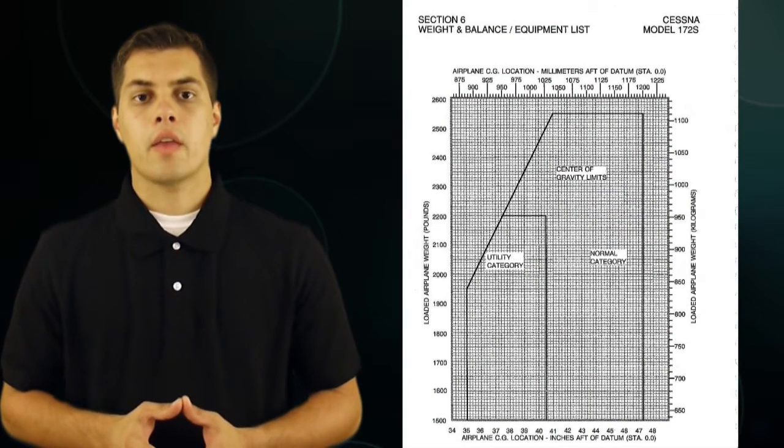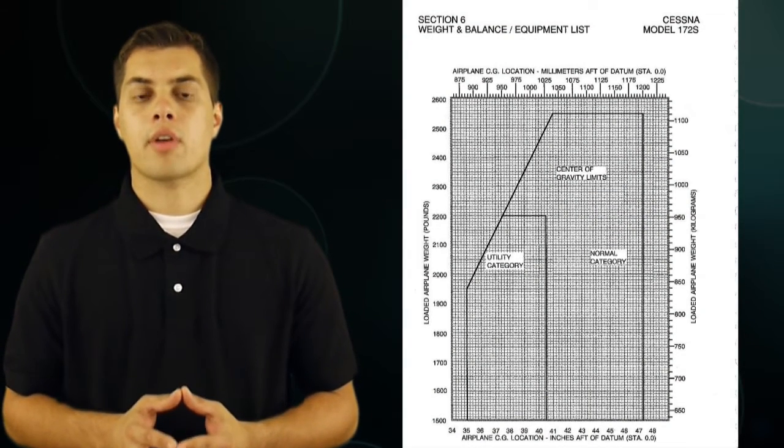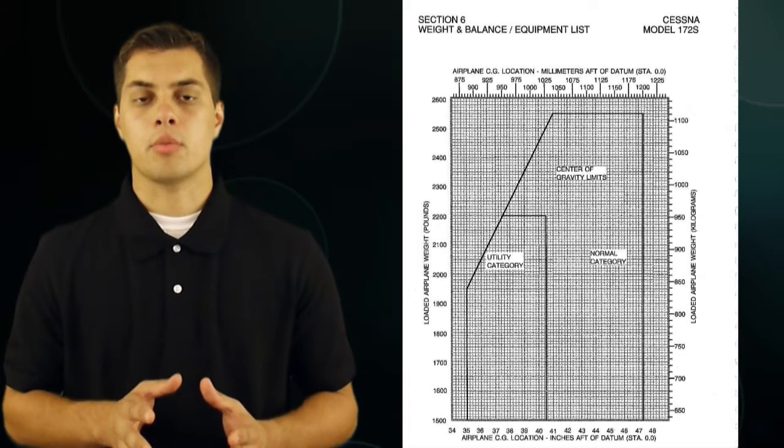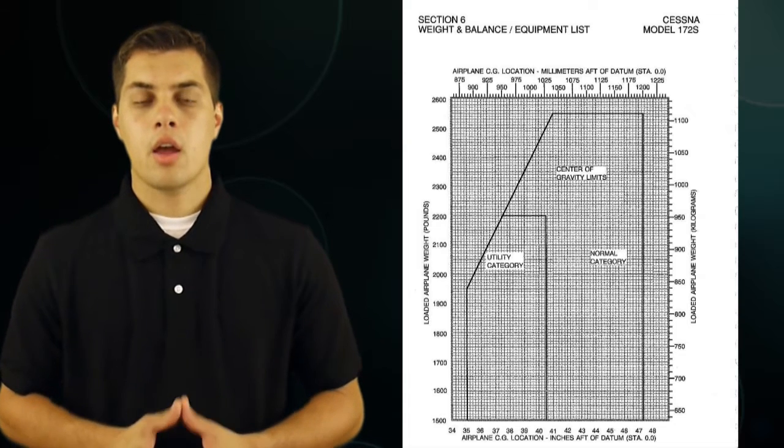So why am I mentioning all of this? It's because this is key to knowing how weight and balance works. Before you go fly every time, you need to do a weight and balance calculation. And this will tell you whether or not the center of gravity is within the limits specified by the airplane manufacturer. I'll show you how to do one in an upcoming video, but for now, just know that there's a limit and you have to be within it.